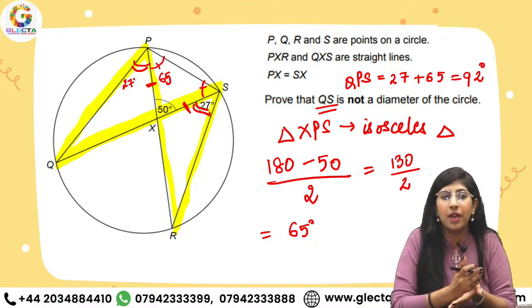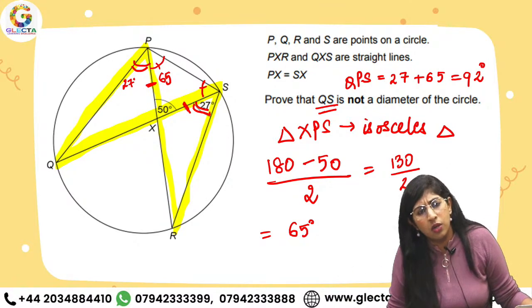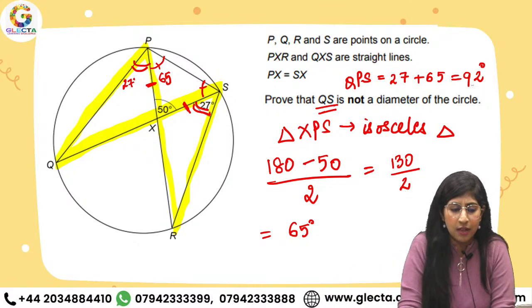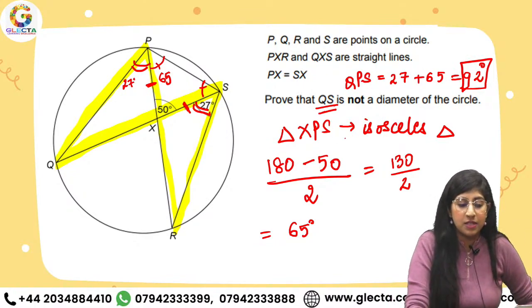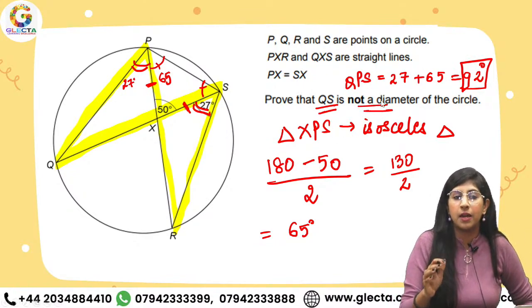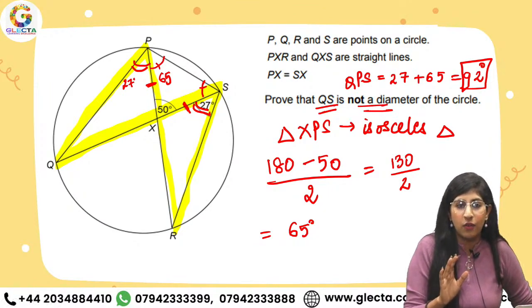I did not want the angle to be 90 degrees, and that's all we got, right? So we got that this angle is 92 degrees. So that means if this is not 90, that means this is not a diameter. That's what we have over here.